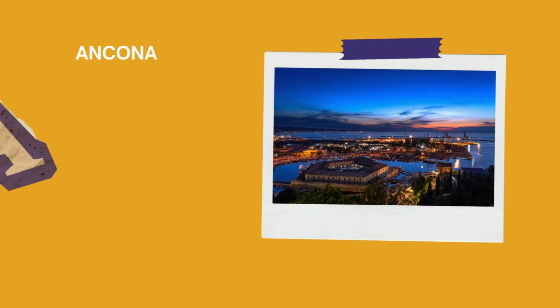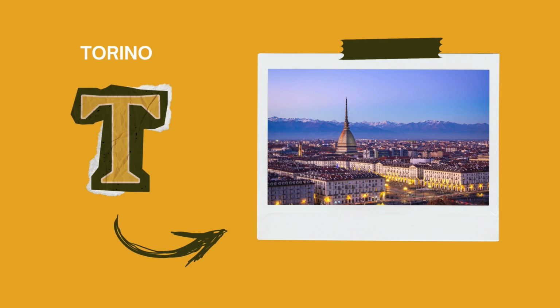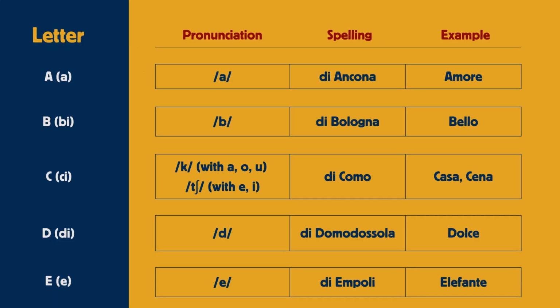When we talk about spelling, just like in many other languages, there are some fixed names or words people use, and Italians often use names of cities to clarify the letters, especially over the phone. Now, let's begin. A, pronounced A, like Ancona, or another word is amore. B, like Bologna or bello.